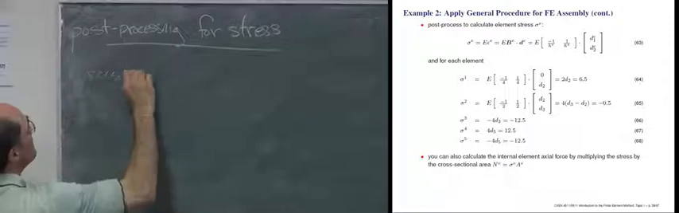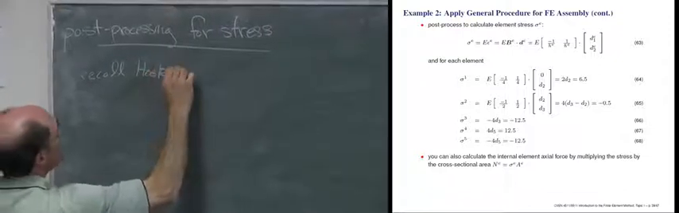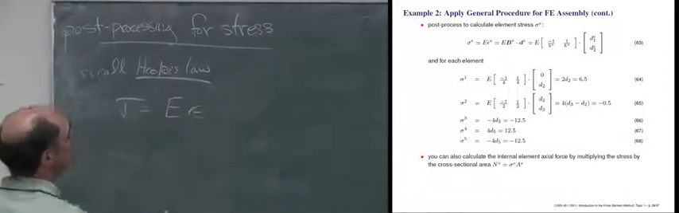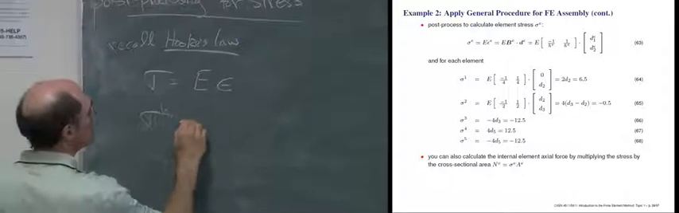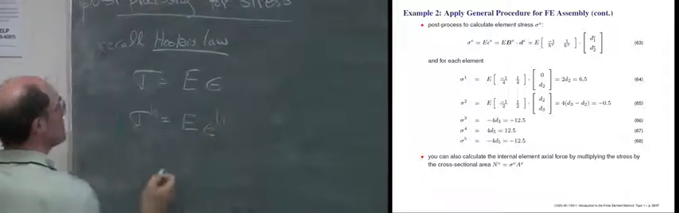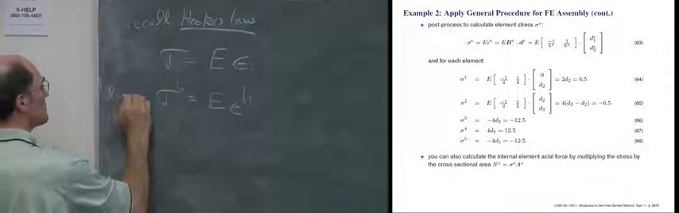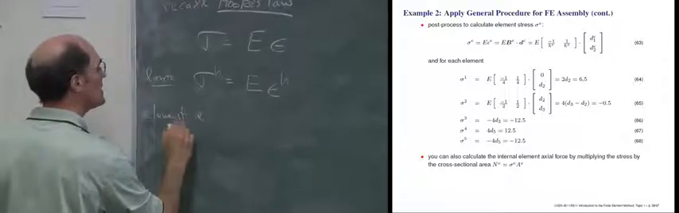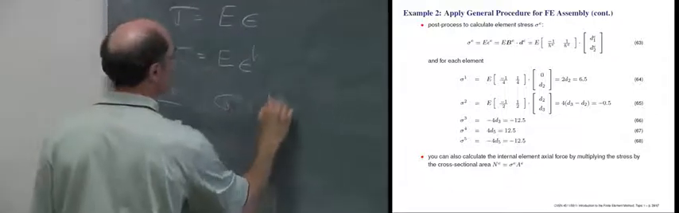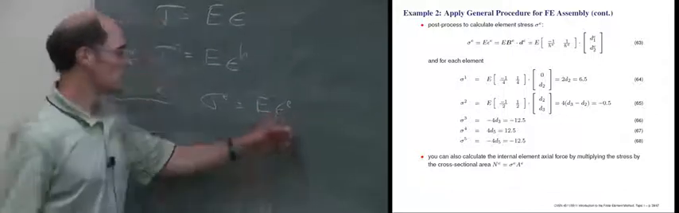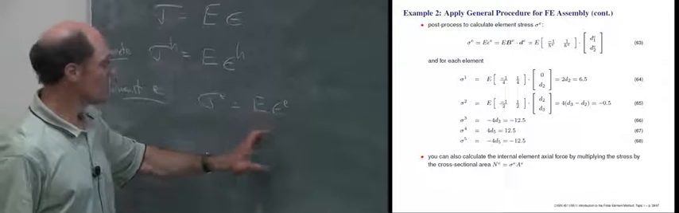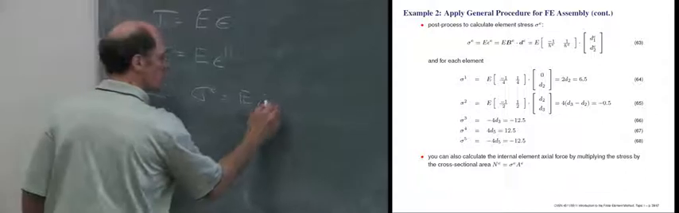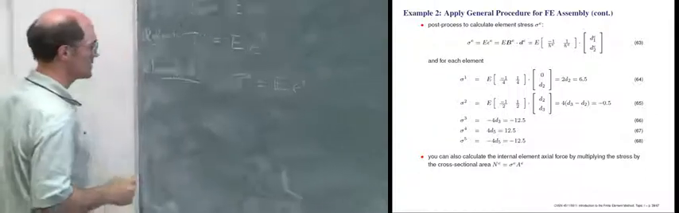So recall Hooke's law. We have sigma equals E times epsilon. So in a discrete sense, it's sigma h equals E times epsilon h. Okay, this is discrete, or over an element e. So for element e, as it is in the notes, sigma e equals E times epsilon e. Don't confuse this with, when we do plasticity theory, we call this an elastic strain. That's not elastic strain. This is element e, and this is element e, like this.